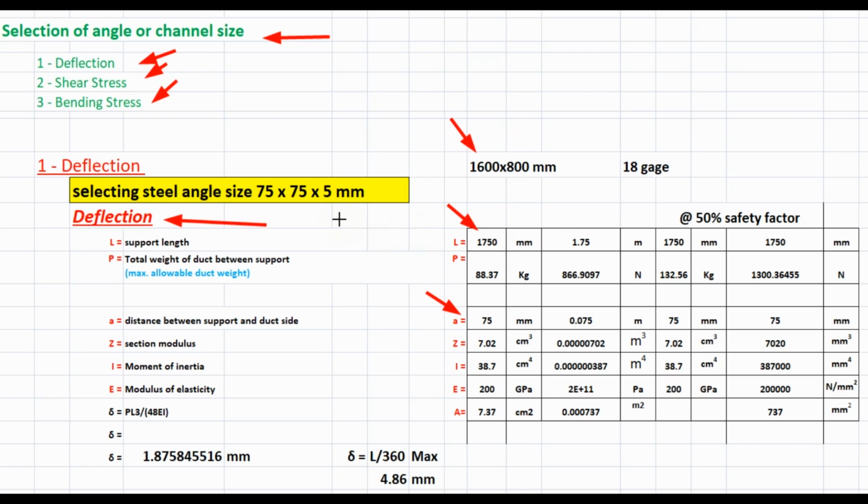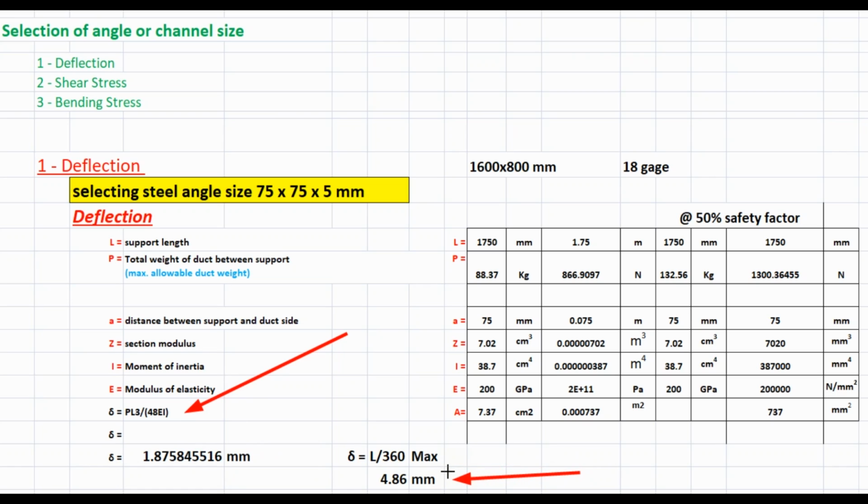For this duct riser support, we will use an angle 75 by 75 by 5 millimeter. Section modulus for this angle is 7.02 cubic centimeter. Moment of inertia in centimeter is 38.7, and cross sectional area for this angle is 7.37 centimeter square. When we apply this value in this formula, we found deflection in this angle due to this duct weight equal to 1.875 millimeter, and the allowable deflection for this angle length is 4.86 millimeter. So as per deflection calculation, this angle is safe for this duct riser support.